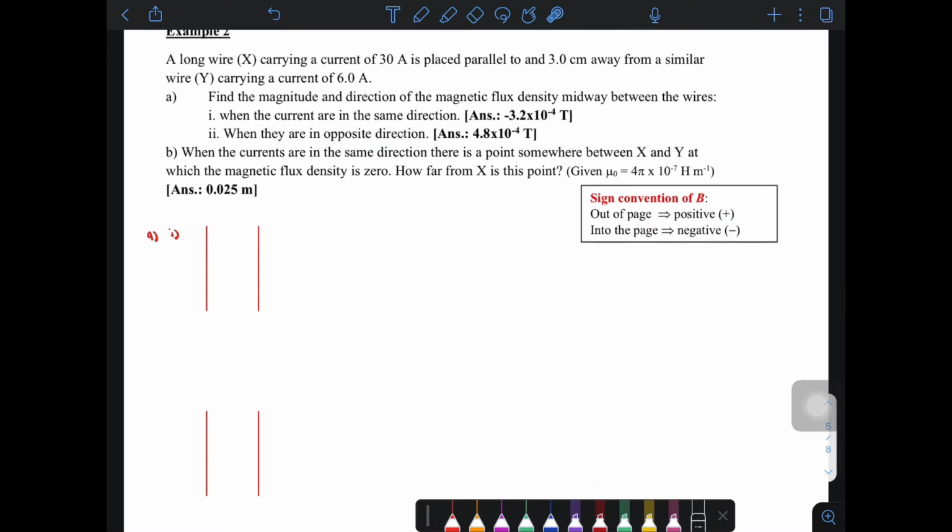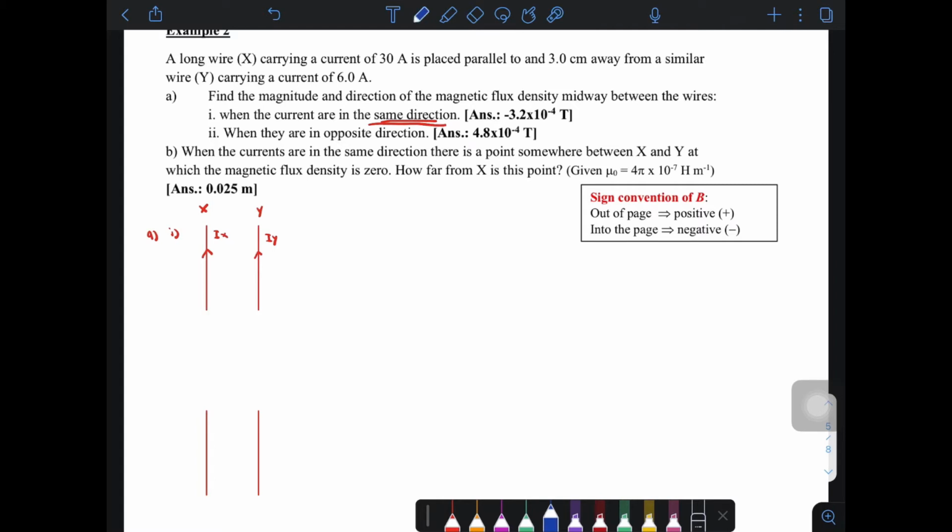So we have a situation here. We have a wire X and a wire Y. Both wires carry a current. So X ada current IX dan Y ada current IY. Okay, untuk case yang pertama, the currents are in the same direction. So we know when we have a long wire and dia ada current, maka dia akan menghasilkan magnetic field around the wire. Okay, so kita menggunakan right hand rule to find the direction.